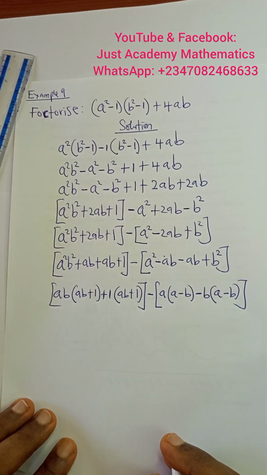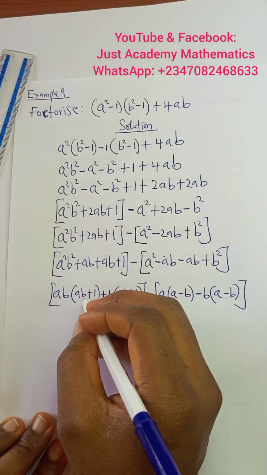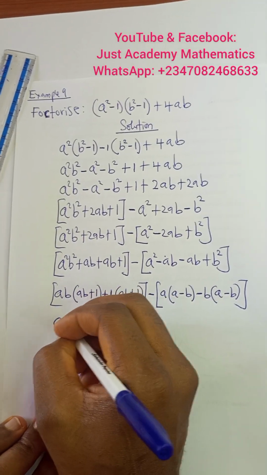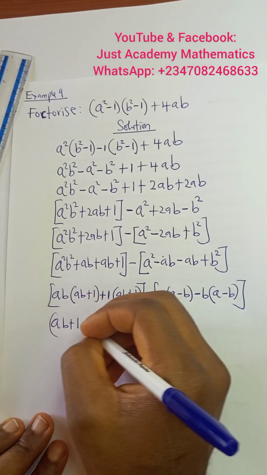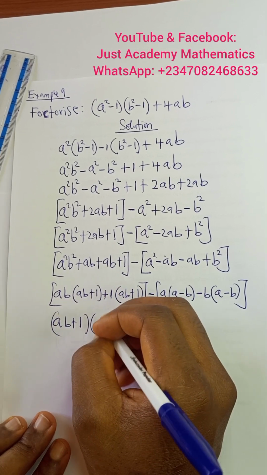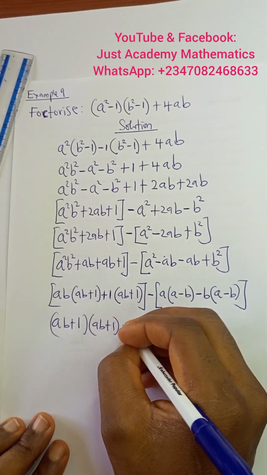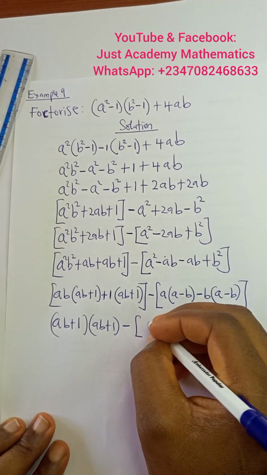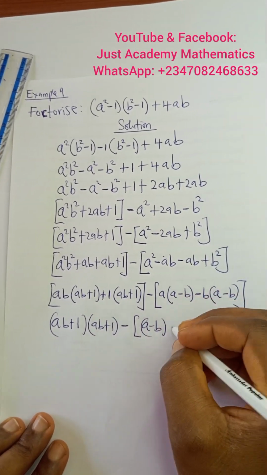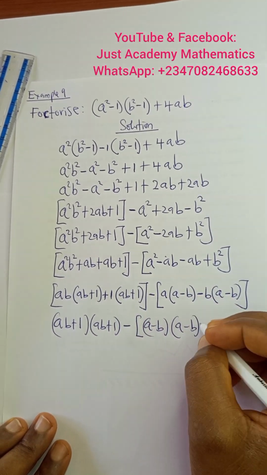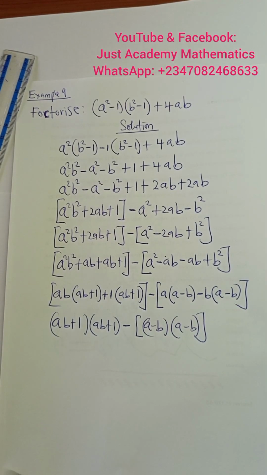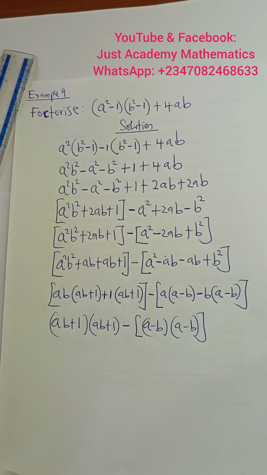And this. Are you following now? So we pick the common bracket, ab plus 1, and what will remain here? ab plus 1. Then minus, for this, we pick a minus b. What will remain? a minus b. Are you following now? So that is what we are seeing now.